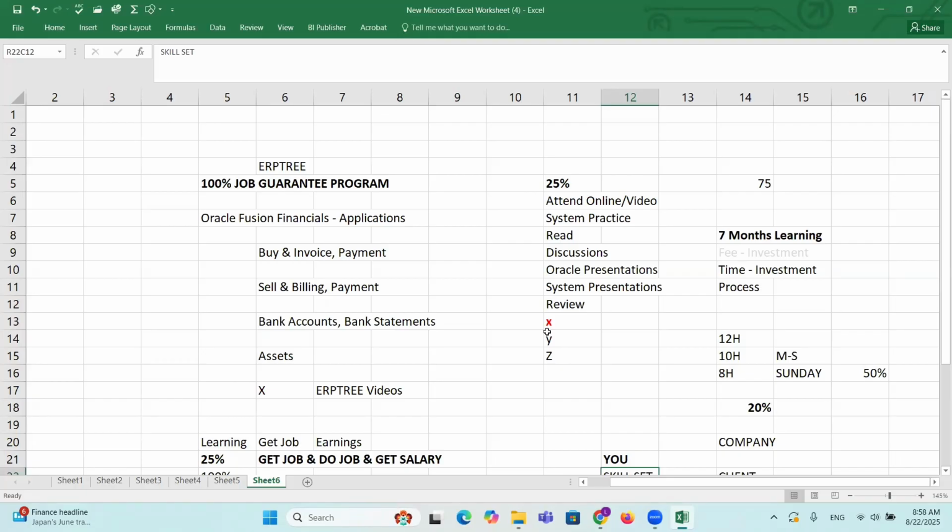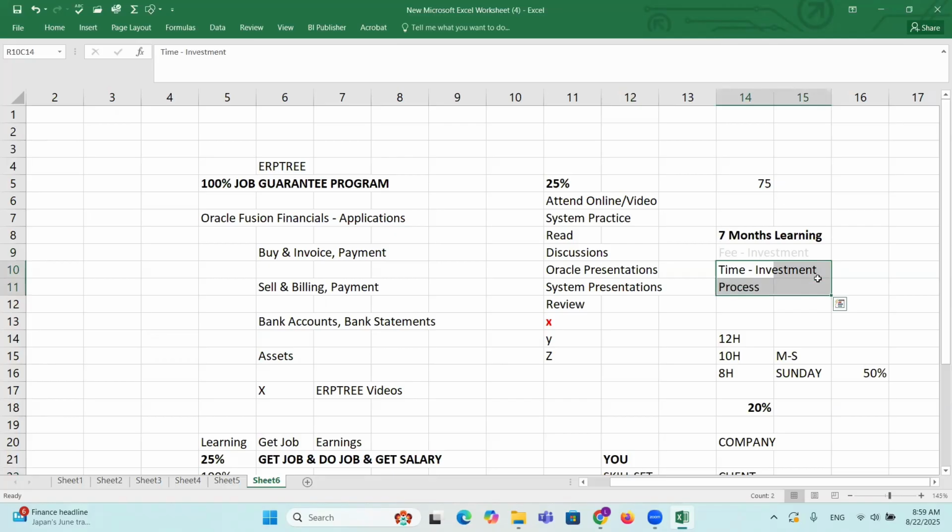With this skill set, you can easily get the job. If you are able to speak in English without mistakes, and if you have a bachelor's degree, you can jump into this program. It's a 100% job guarantee by following the process and investing the time required.